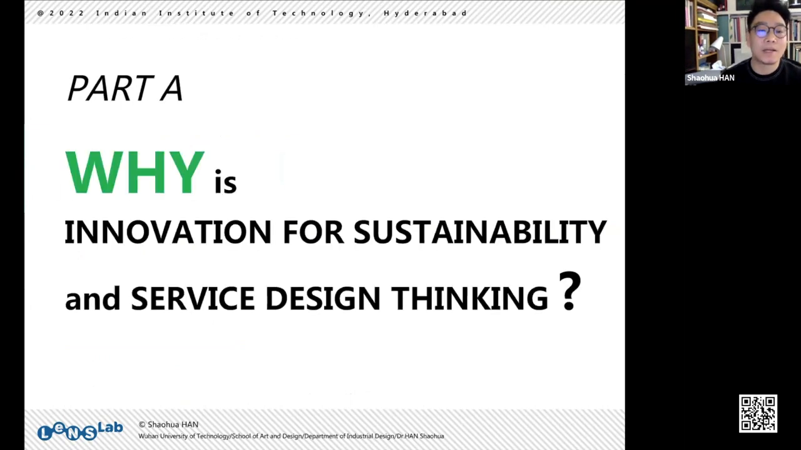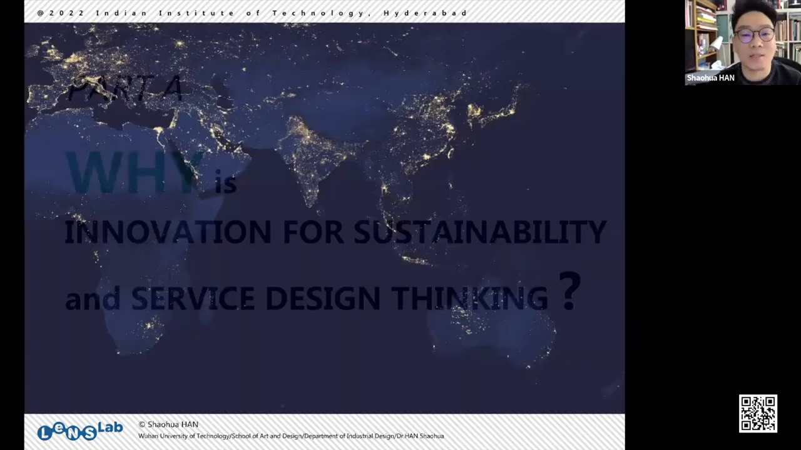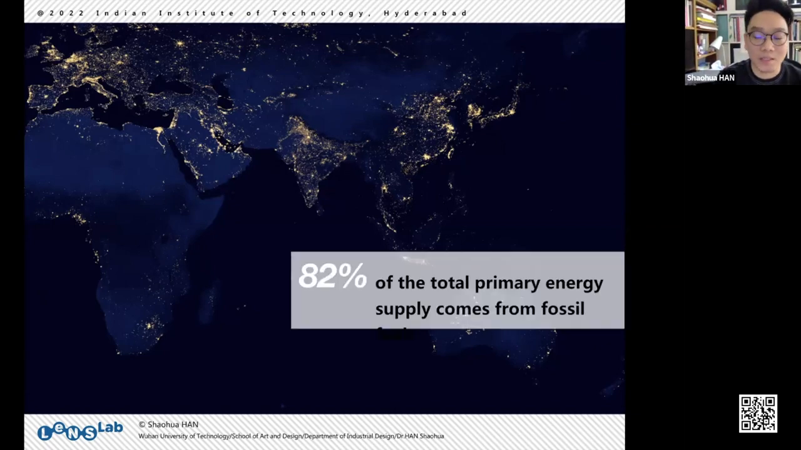Why innovation? I think from this paper, you can get some ideas, because all the activities of our daily life are supported by energy. But now 82% of the total primary energy supply comes from fossil fuels, and 1.5 billion people lack modern energy access. That's the thing that shocked me, and what we as designers need to do to solve these kinds of problems.